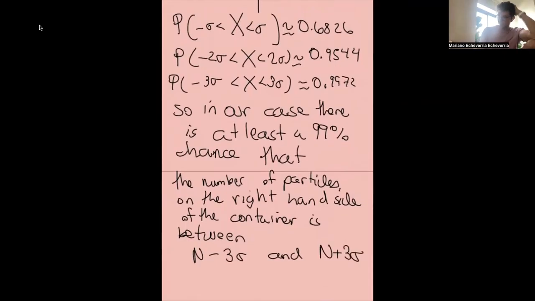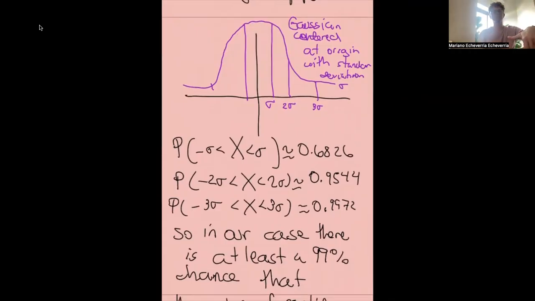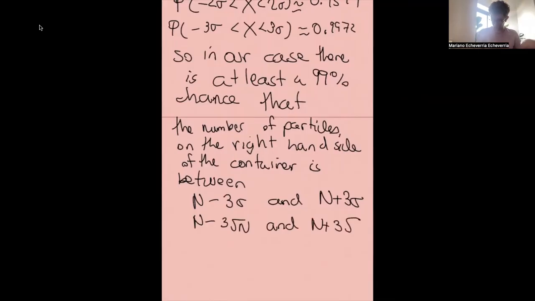Remember, I centered everything at the origin, but there's an overall shift, because the expected value for the number of particles was n, which was half of the total number of particles, so that makes sense. So there's a 99% chance that the number of particles on the right side of the container is between n minus 3 square root of n and n plus 3 square root of n.